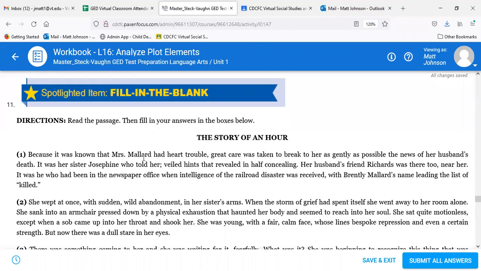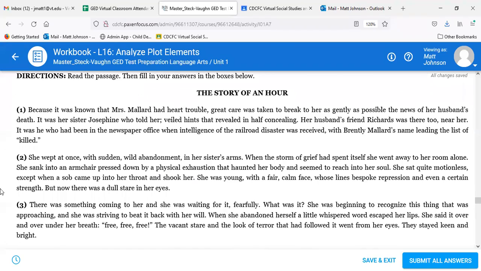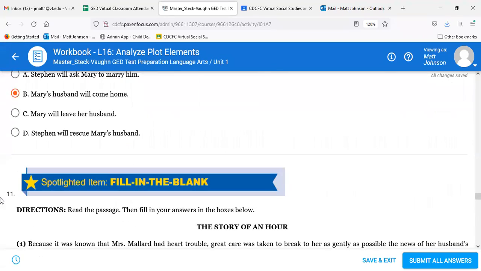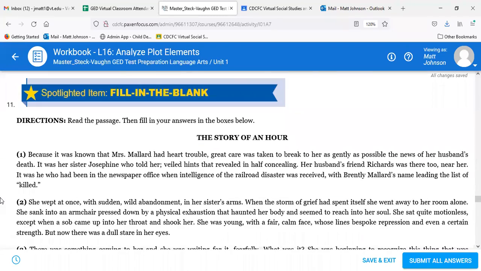All right, and we've got one more passage here, so we'll split this up again. Title here is The Story of an Hour. And number 1 says, because it was known that Mrs. Mallard had heart trouble, great care was taken to break to her as gently as possible the news of her husband's death. It was her sister Josephine who told her, in veiled hints that revealed in half concealing.